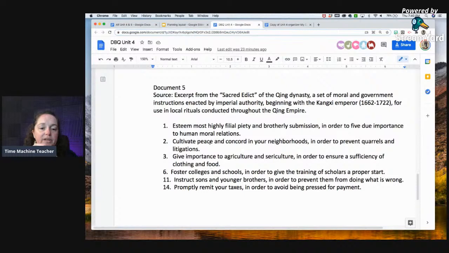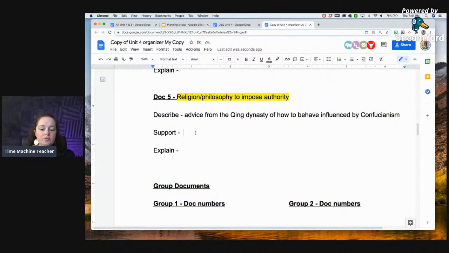So what could we pull? We could say that filial piety and submission to your brother was very important. So filial piety would be respecting your elders and your family, and peace with your neighbors. Also making sure everyone has enough clothing and food. So you could say that these were guidelines. Actually, that would be described. So making sure everyone has enough food and clothing.